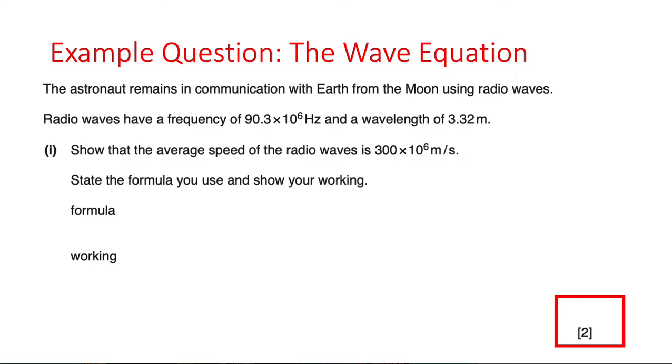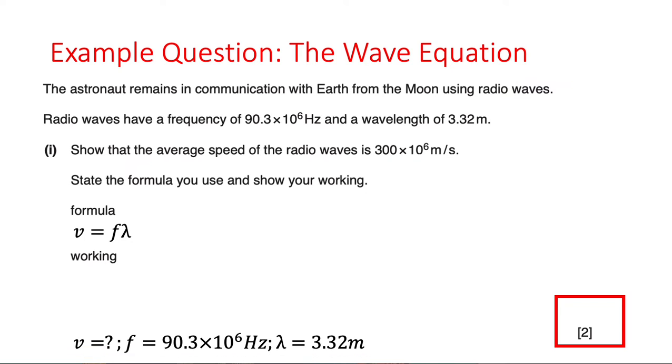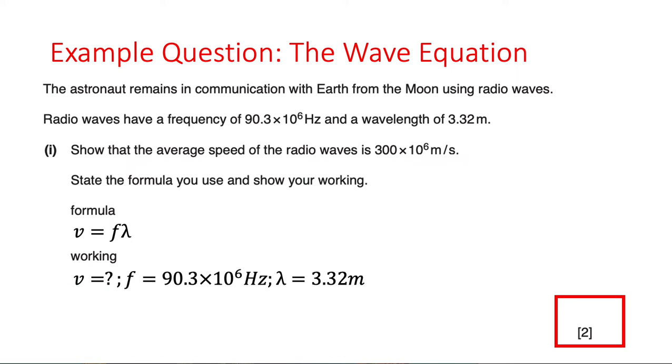This is an old question from a previous past paper where they used to ask you to show the formula, which is quite good practice. So this is the formula we're going to use, V equal to f lambda. That's our wave equation. Then we know the following information. We don't know V, and that's what we're going to show. We know f, which is 90.3 times 10 to the 6, and we know lambda, which is 3.32.